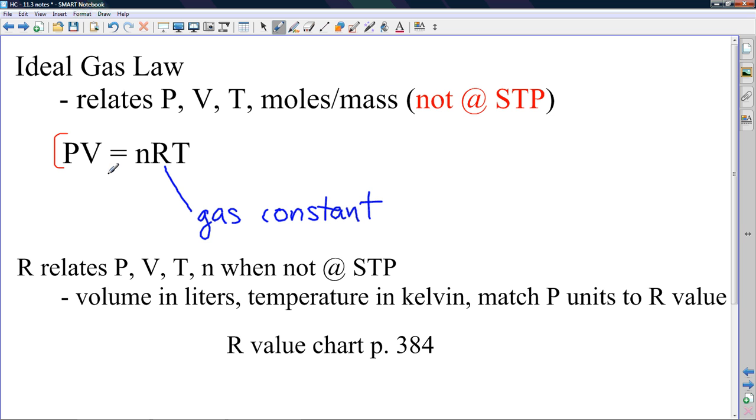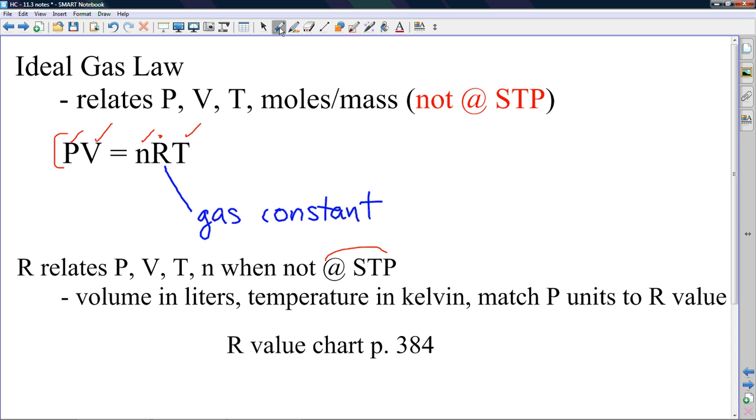So we notice here we've got pressure, we've got volume, we've got temperature, and we've got n for moles. We have a new term here, R. R is referred to as the gas constant. This is a number that relates pressure, volume, temperature, and moles together when the gas is not at STP.